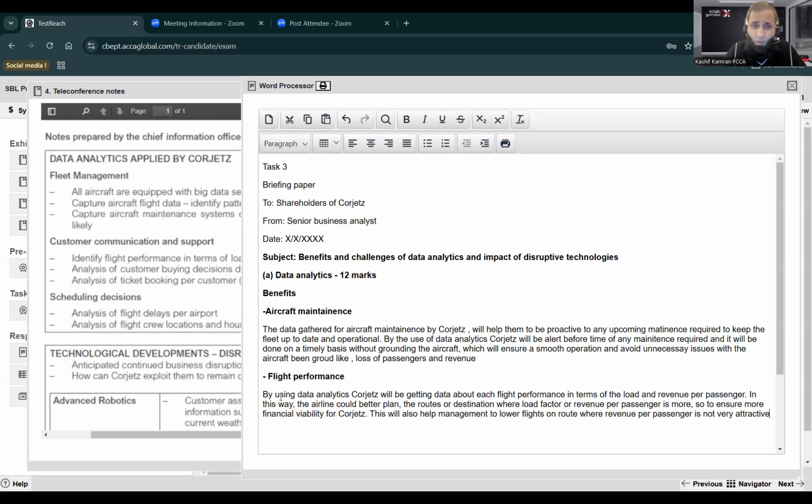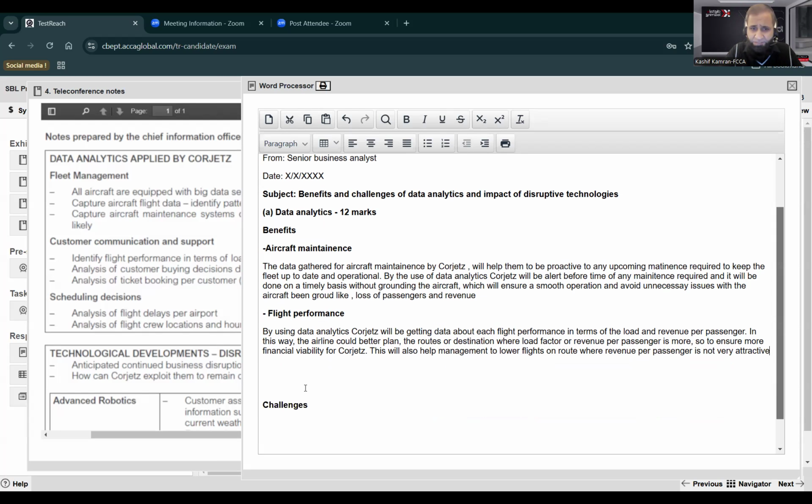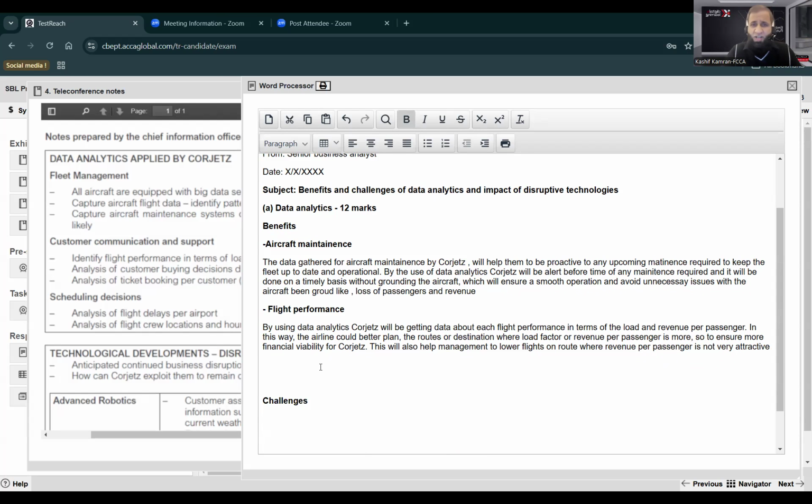You can make one more point on benefits, either from customer communication, or from fleet management, or from scheduling decisions, and you wrap up the answer for benefits. Then you go down to the challenges. What are the challenges of using data analytics? Now, the challenges of data analytics is very general.